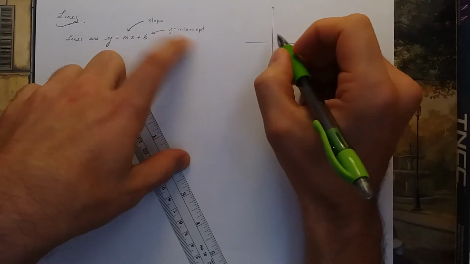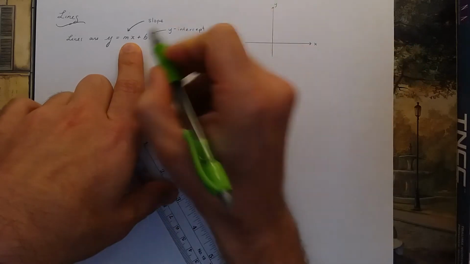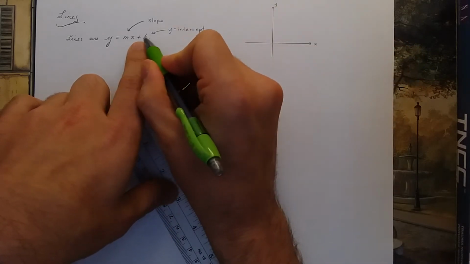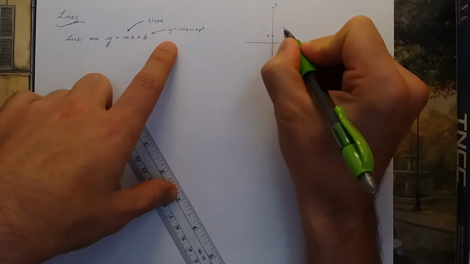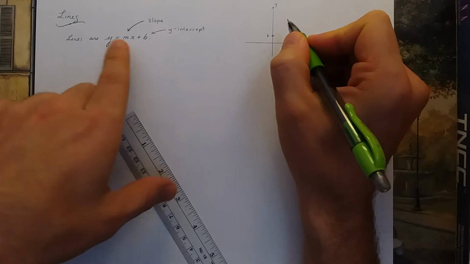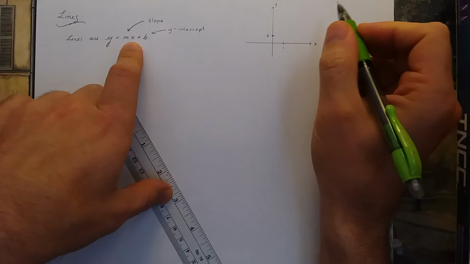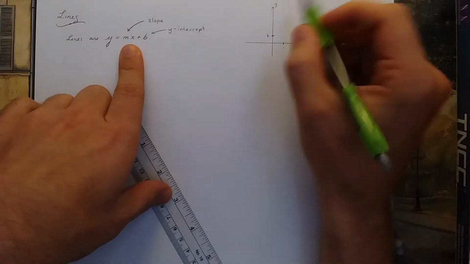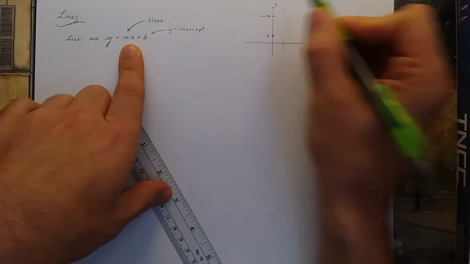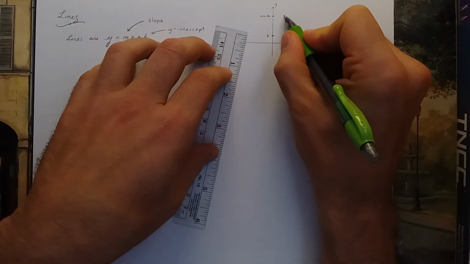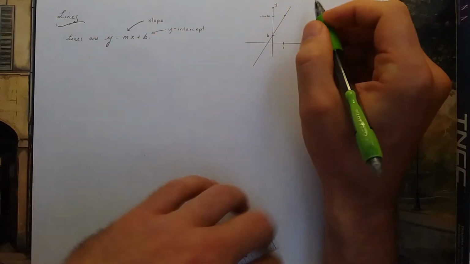So if you plug in 0 for x, if you have x equals 0, then the height y is b, which is the y-intercept. So let's say b is here. And if I plug in x equals 1, so let's say this is x equals 1, I get y equals m plus b. So here is m plus b. This is another point on my line, and so the line looks like this.